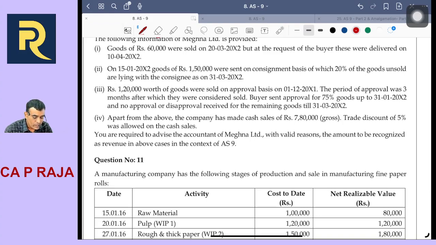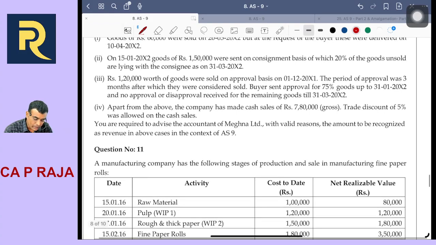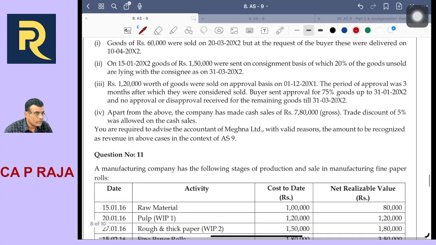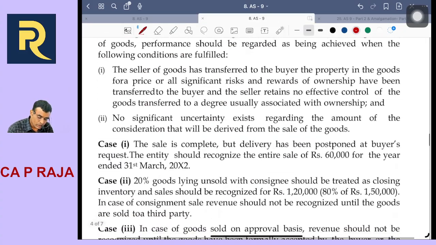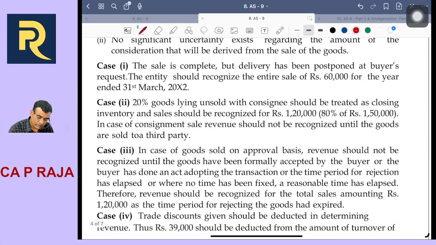31/3/2022. What is the amount of goods with the customer? 1,50,000 into 20%. Correct? Here the profit margin is not given, so you have to consider that also. Next, so first case, if you take 80%, 1,50,000 into 80% will be getting 1,20,000.